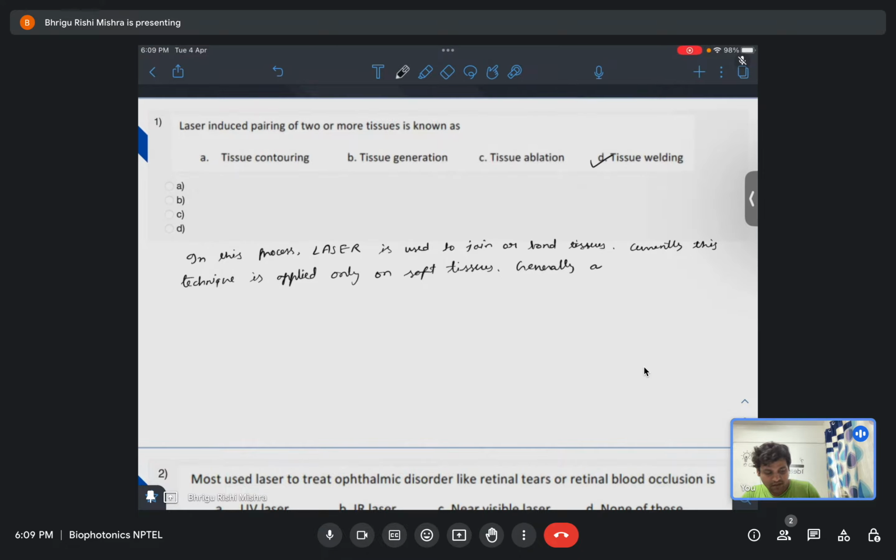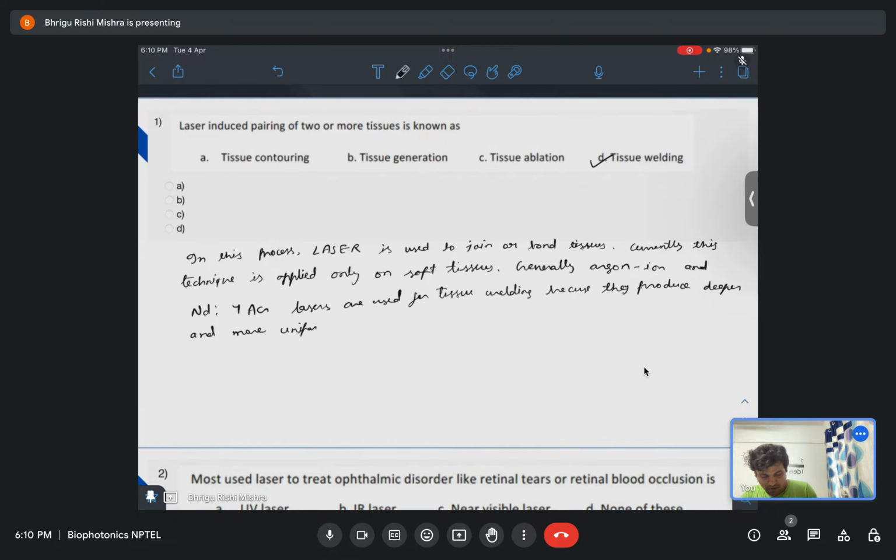Generally either argon ion or double frequency based yttria gallium laser are used for tissue welding. Okay, why is it so? Because they produce deeper and more uniform tissue welding compared to CO2 based laser or any other laser.